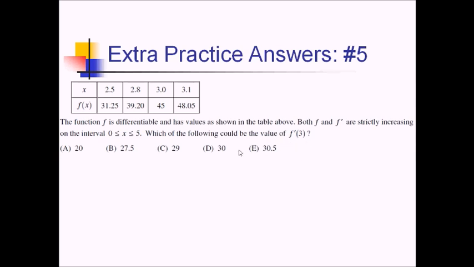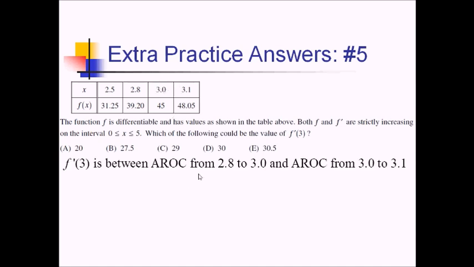So to approximate these lower and upper bounds, we're going to use the average rate of change from the table values here. I know that f prime of 3 has to be between the average rate of change between 2.8 and 3.0 and between 3.0 and 3.1. It has to be because they told us this was a strictly increasing function. That means whatever the average from here to here is, and the average from here to here, the instant slope at 3.0 is going to be between those things because we're always increasing.